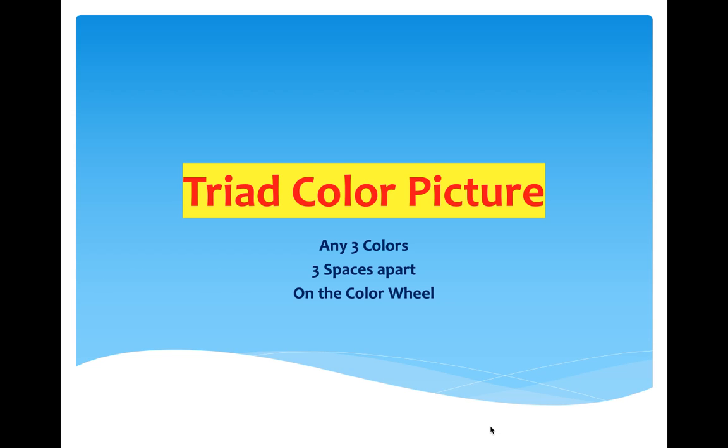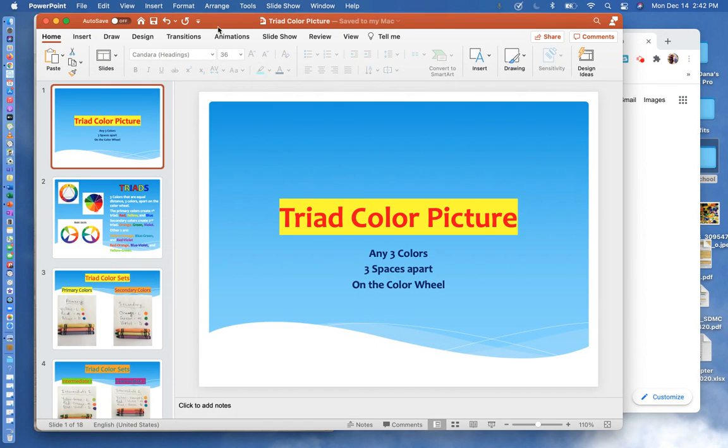Hello, everybody. So today we are going to learn about our triad color picture, and we're also going to refresh your memories about what triad colors are. Basically, triad colors are any three colors that are three spaces apart on the color wheel. So let's take a peek at the color wheel.